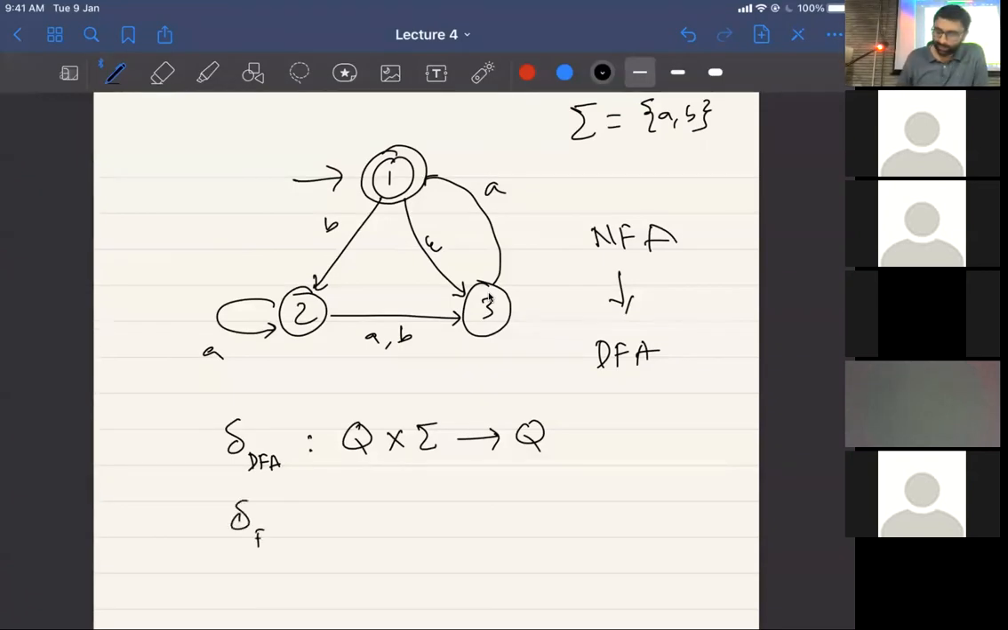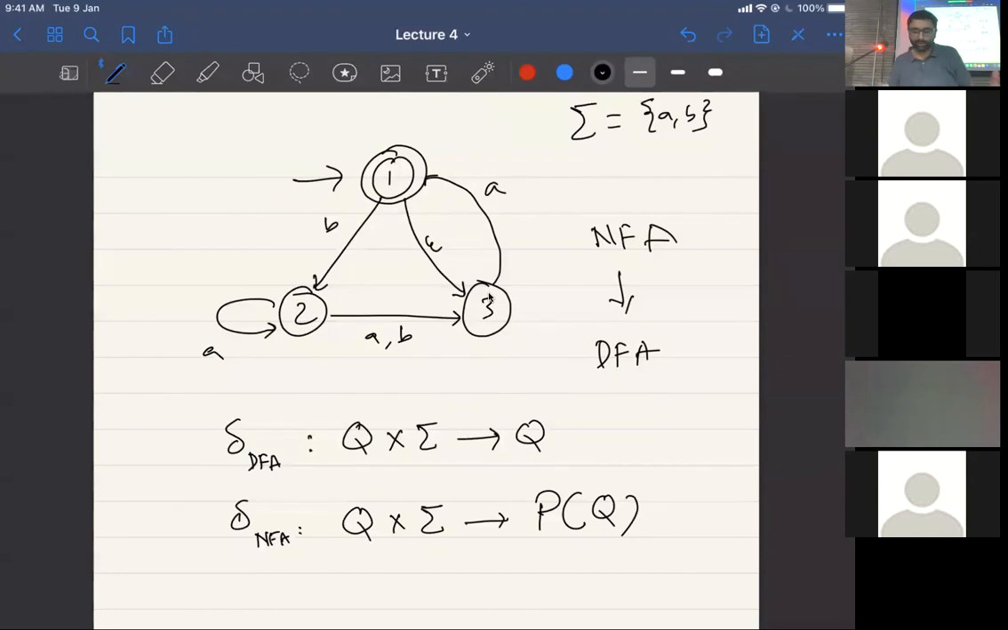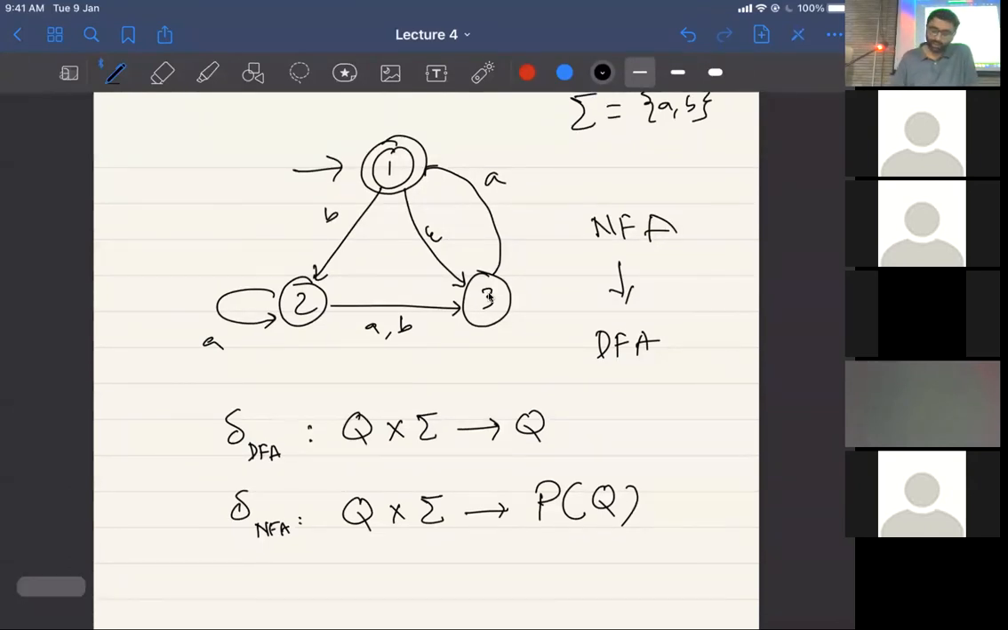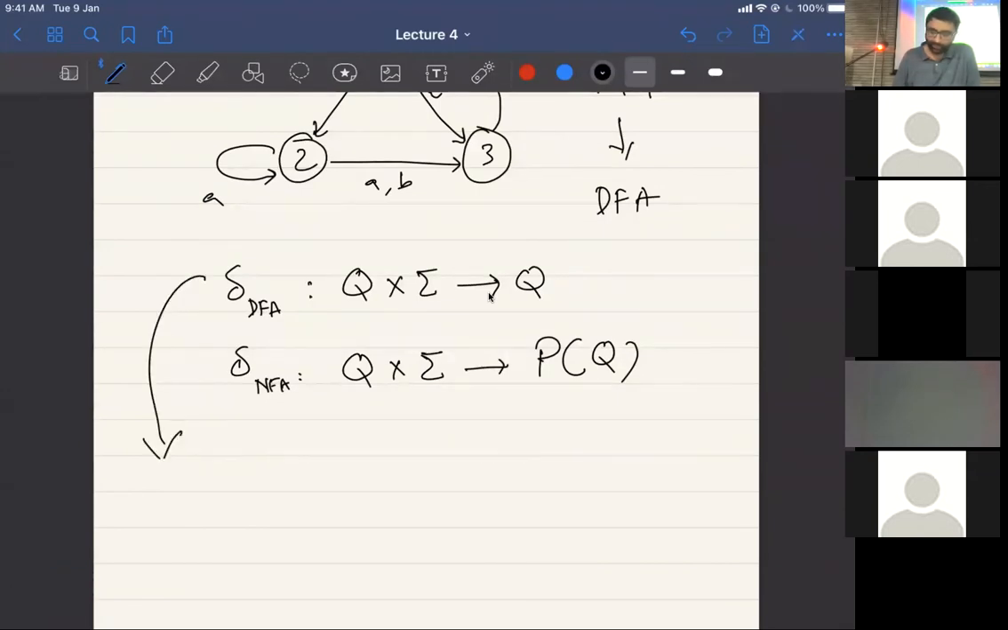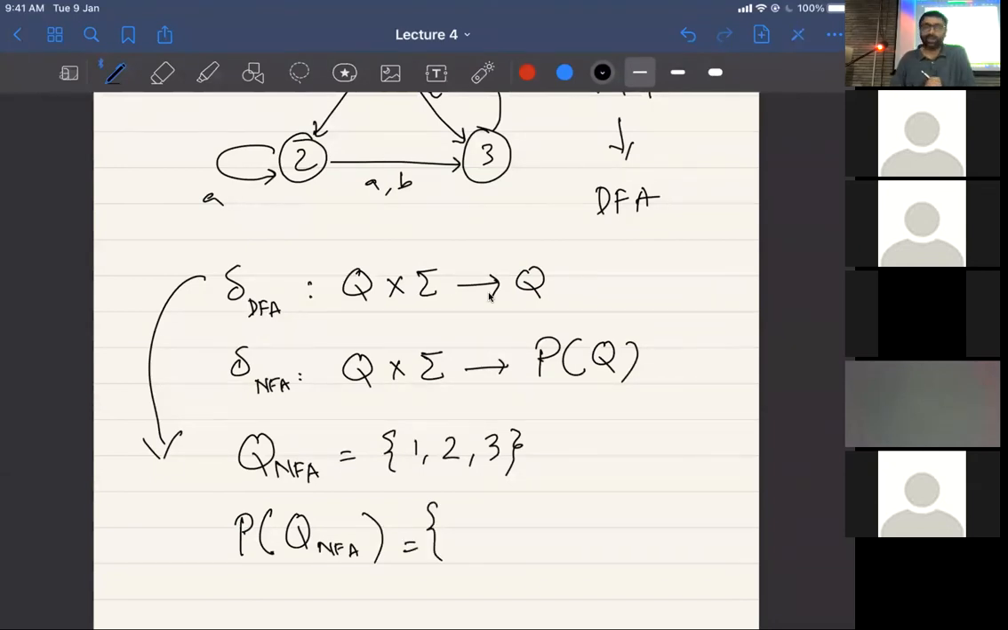While the transition function for an NFA is a little bit more complicated. It starts with a state and the symbol that we are reading, and it tells us that we can be in any state, which is a power set of all states. Now, since we have three states here, 1, 2, 3, Q for the NFA contains 1, 2, and 3. Can you tell me what is the power set of Q NFA? And how many elements would we have in this set?